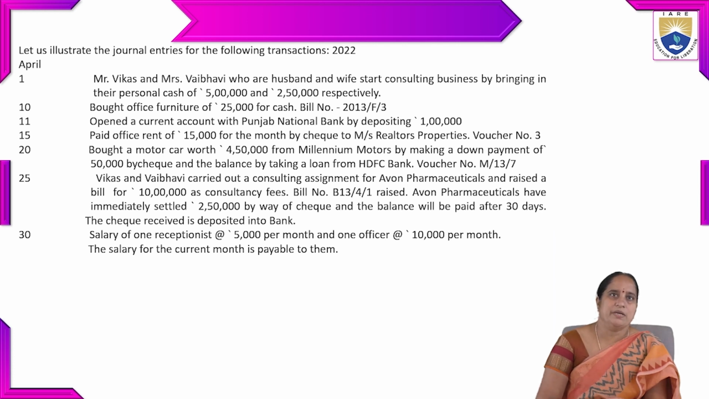On 11th April, they opened a current account with Punjab National Bank by depositing 1 lakh. On 15th, they made another transaction: paid office rent of 15,000 for the month by check to Mr. and Mrs. Realtors Properties. The voucher number is 3. On 20th April, bought a motor car worth 4,50,000 from Millennium Motors by making a down payment of 50,000 by check and the balance by taking a loan from HDFC Bank.